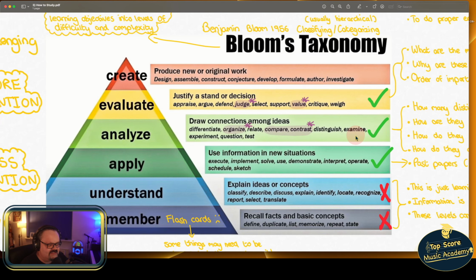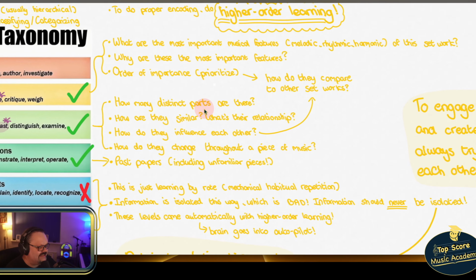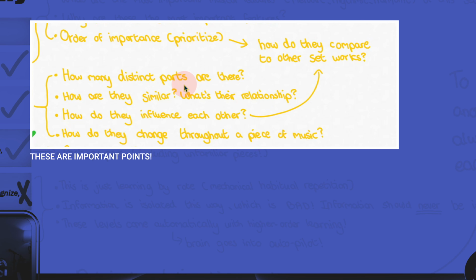And the type of questions they'll hopefully generate are something like this. How many distinct parts are there in this set work? How are these parts similar to each other? What's the relationship? So it could be different sections of a set work, or it could be this is theme A, this is theme B. How are they similar to each other? How do they influence each other? And that also could feed into this idea of how do they compare to other set works? Just like the order of importance did for the previous section we were looking at.